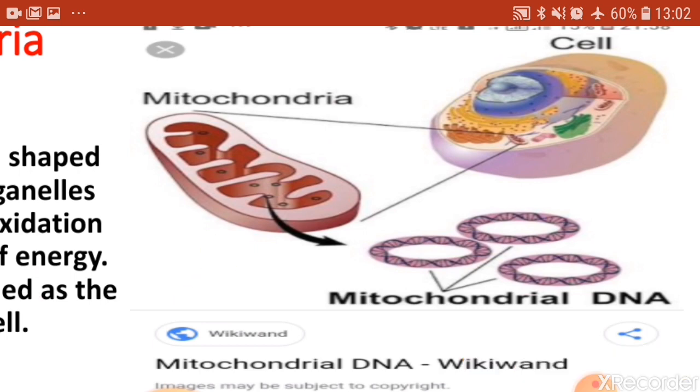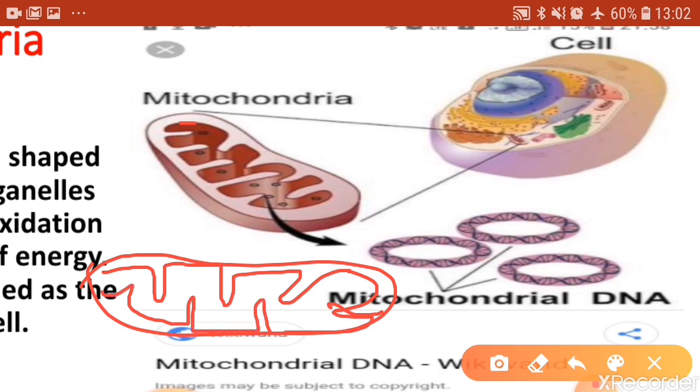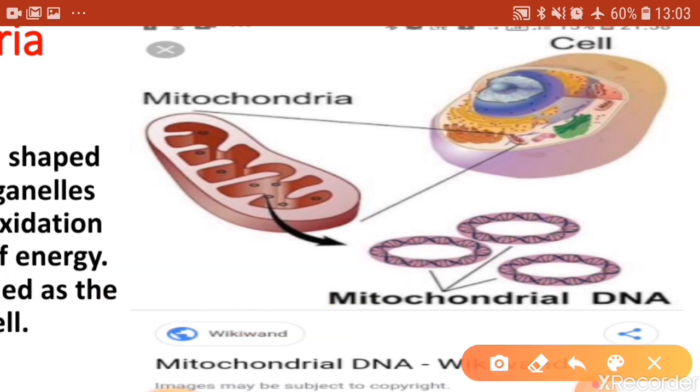The inner membrane of the mitochondria is highly folded. Like the outer membrane is smooth and porous, right? But the inner membrane is highly folded into finger-like projections. Look at the diagram that I am drawing. So the outer membrane is smooth and porous, whereas the inner membrane is highly folded into these finger-like projections towards the inside. And these finger-like projections are called the cristae.